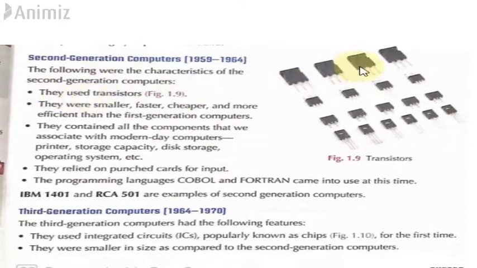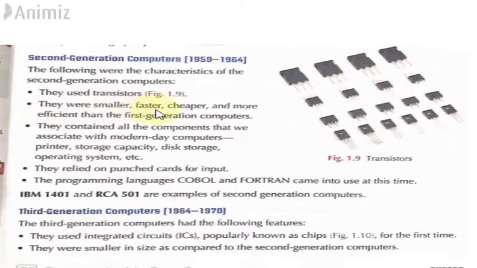Transistor. They used transistors. You can see this electronic device called a transistor in figure 1.9 of your book. This is a transistor. A transistor is basically a semiconductor device. Semiconductor means it's a conductor in some conditions. If you provide external support to it, then it can act as a conductor. Otherwise, it acts as an insulator. So transistors are semiconductor devices which are used to amplify electric signal or electric current. As you grow up, you are going to study more about it in detail.